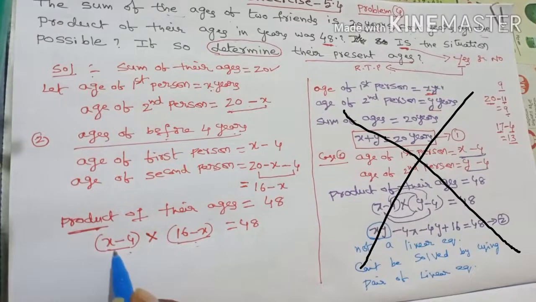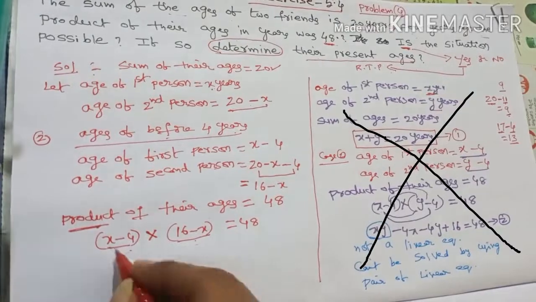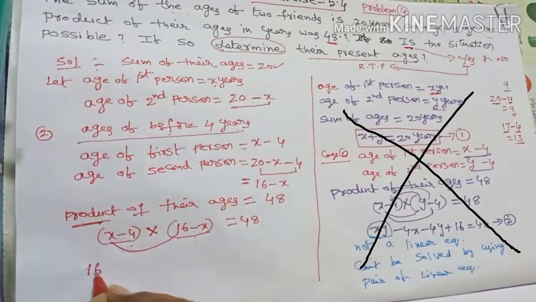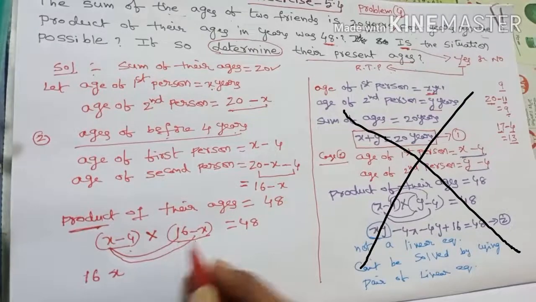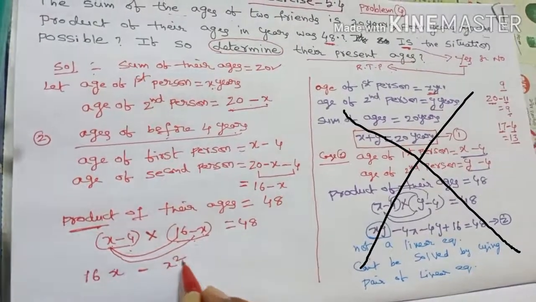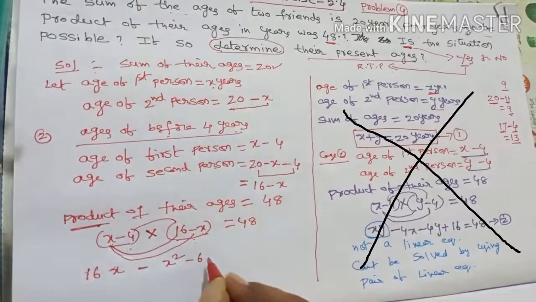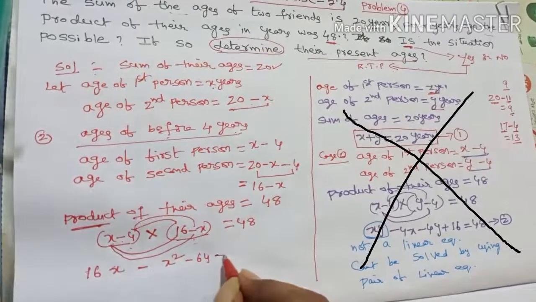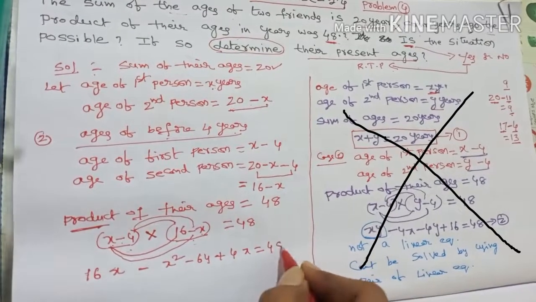Now you have to multiply these two brackets. Here x into 16, plus, it is nothing but 16x, isn't it? Then you have to multiply this x and minus x, plus into minus, x into x, that is minus x square, isn't it? Then you have to multiply this 4 and 16, that is minus 64. Then you have to multiply these two, minus into minus, how much? Plus 4x, isn't it? Is equal to 48.